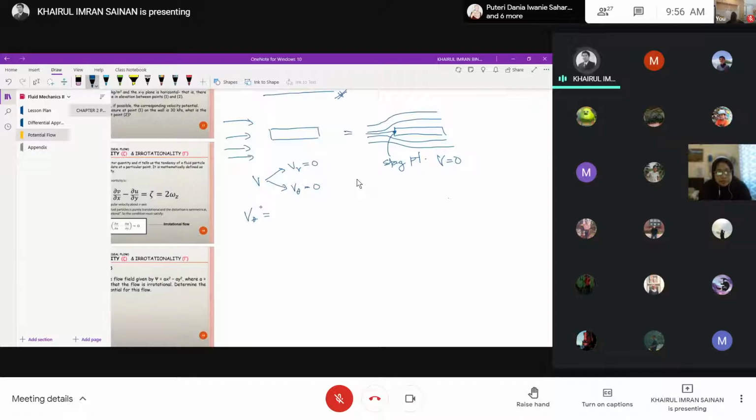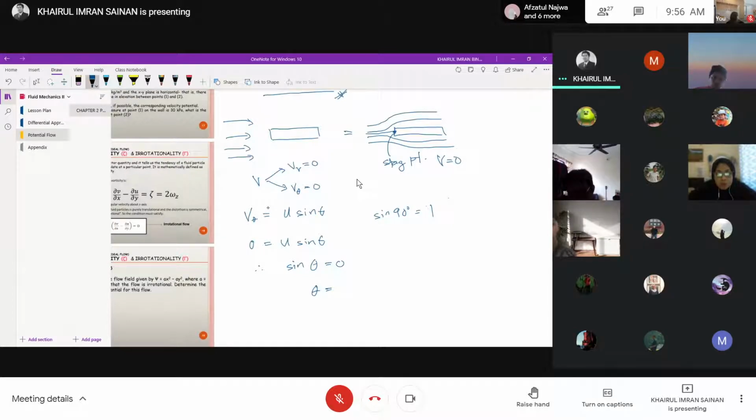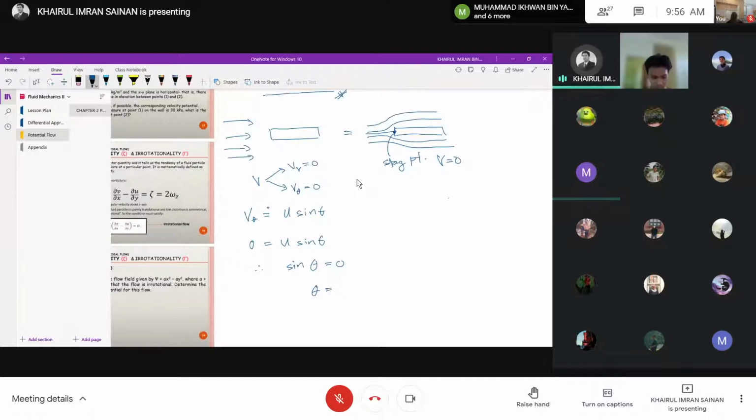V theta equals what? U sine theta, just now, right? If V theta is 0, it equals U sine theta, therefore sine theta equals 0. What angle produces sine theta equal to 0? Anyone? Sine 90 is 1. What produces sine theta equal to 0? 0 degree, right?